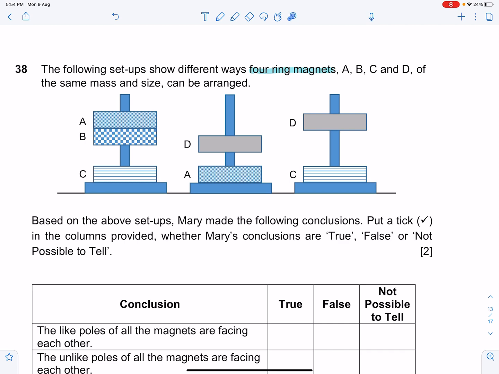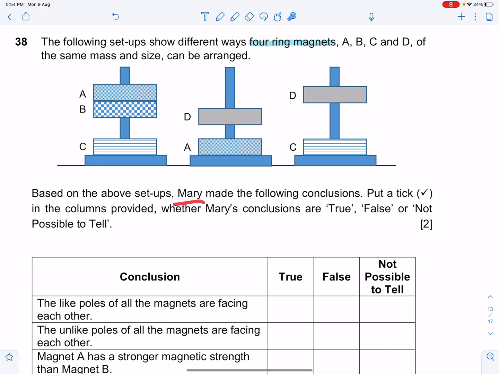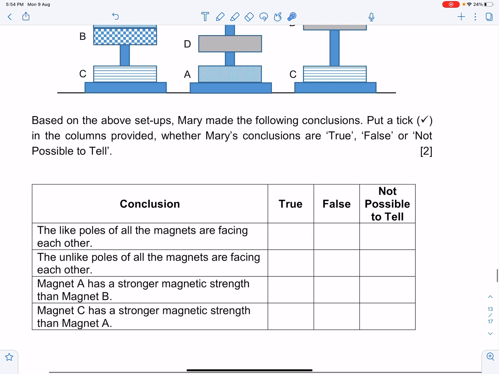The slide below shows different ways 4 ring magnets A, B, C, D of the same mass and height can be arranged. Based on the above setup, Mary made the conclusion. Put in the columns provided whether it is true, false, or not possible to tell. So let's take a look.